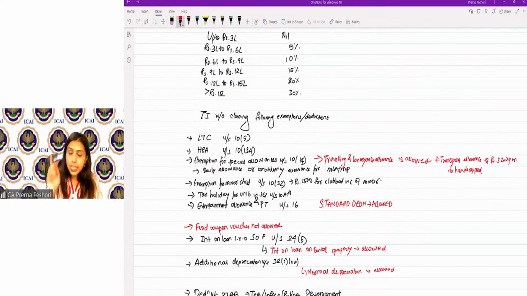So even, for example, if during the year there is a loss under the house property, that loss shall not be set off. It is not only the brought forward loss, but even the loss during the year, because it says set off of any loss. Whether brought forward or current year, it doesn't say. So the current year also, it cannot be set off. Are we clear? Yes or no?